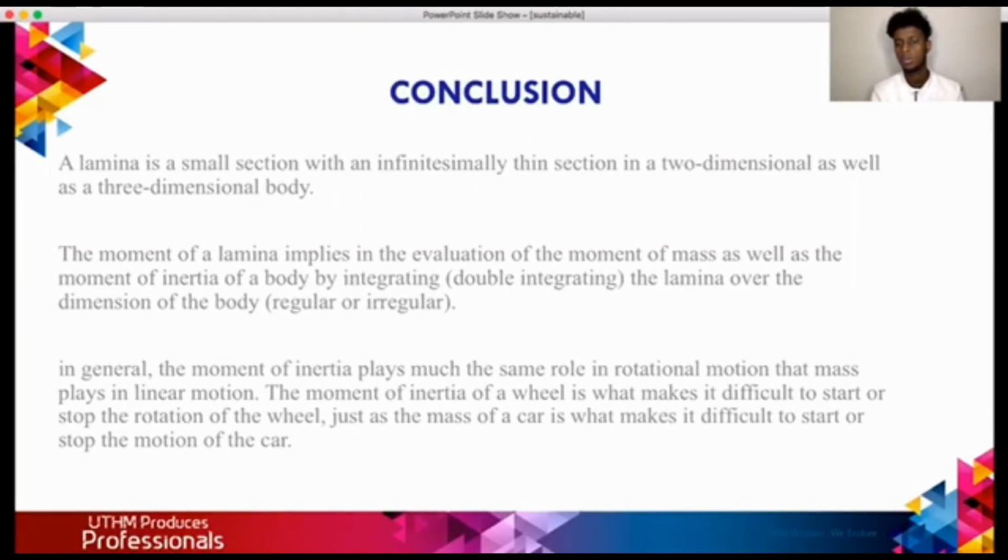Assalamu alaikum. My name is Edmund Litzman and my number is BF1800. I'm from group 8. Our main topic is moment of lamina. My part of the project is the conclusion.